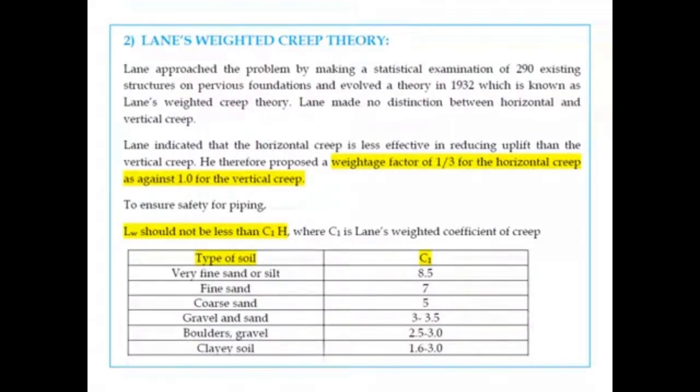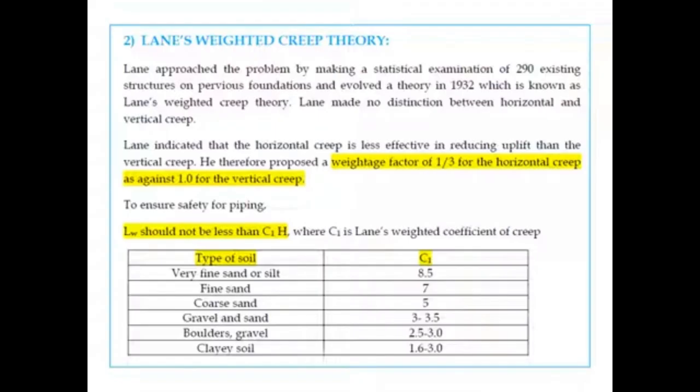According to Lane's weighted creep theory, Lane approached the problem by making a statistical examination of nearly 290 existing structures on pervious foundations, and he evolved a theory in 1932 which is known as Lane's weighted creep theory. He indicated that the horizontal creep is generally less effective than the vertical creep in reducing the uplift. Therefore, he gave a weightage factor of 1/3 for the horizontal creep, whereas he gave 1 for the vertical creep. So that's the difference. There were different weightages for horizontal as well as for vertical.